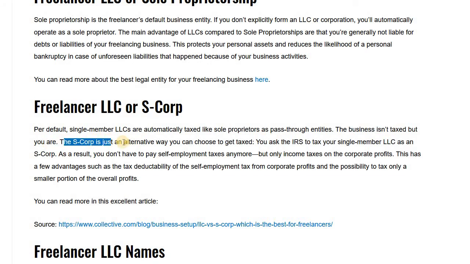The S Corp basically is just an alternative way. It is not a business entity in a way. It is more the taxation agreement you have with the IRS. So S Corp is just an alternative way you choose to get taxed. You ask the IRS to tax your single member LLC as an S corporation, and as a result, you don't have to pay self-employment tax anymore on the corporate profit.